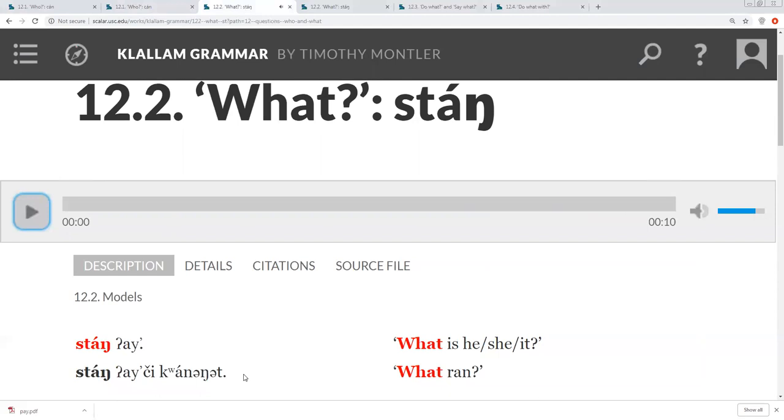In these models, the stong is used in about the same way san is. With stong, it is possible and probably more usual to use uj instead of ai. So you could say stong uj, and stong uj chi kwan nik. The word stong can be used as a sentence itself also. Stong, what is it?